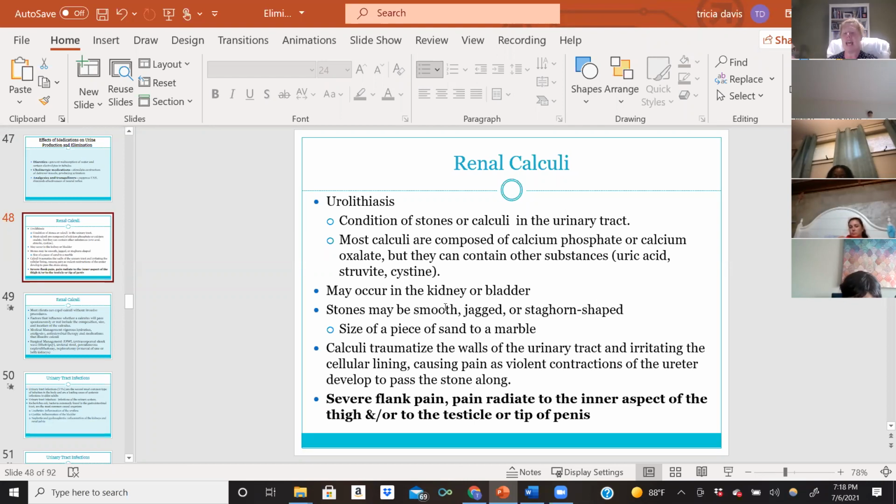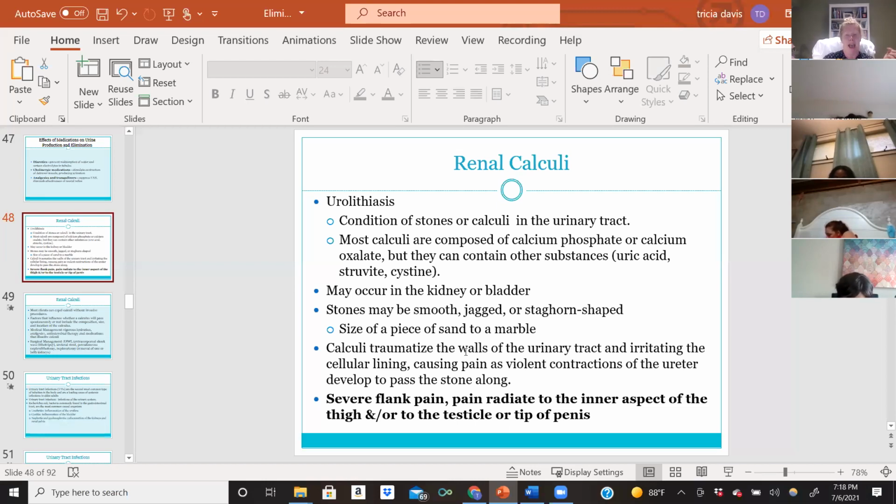So patients that have renal calculi or kidney stones will complain of severe flank pain that radiates to the inner aspect of the thigh. And for the man, they're going to complain that it's to the testicle or the tip of the penis. This is bolded for a certain reason. You guys need to know it, okay? It's going to be on your test. So severe flank pain radiates to the inner aspect of the thigh, or for men, they might complain that it's radiating to the testicle or the tip of the penis.